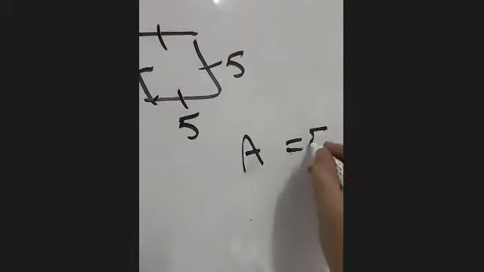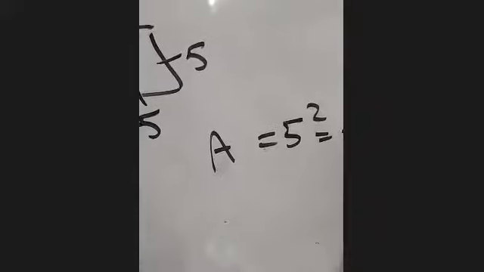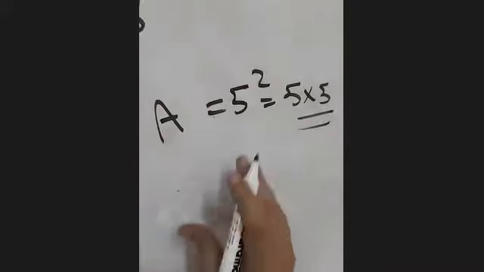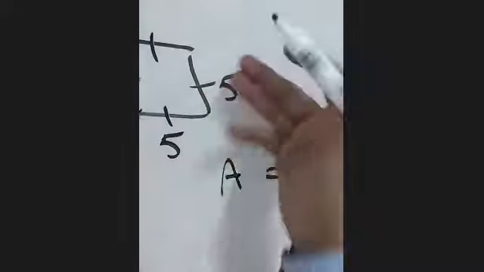Five power two, which is five times five, right? Area of the square, guys: S times S. Don't forget that.